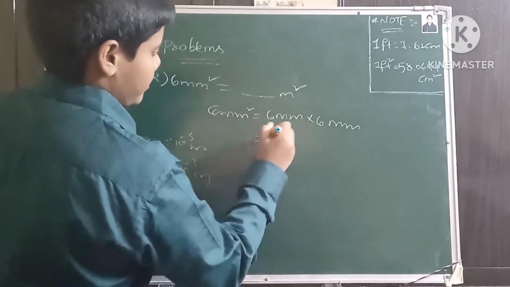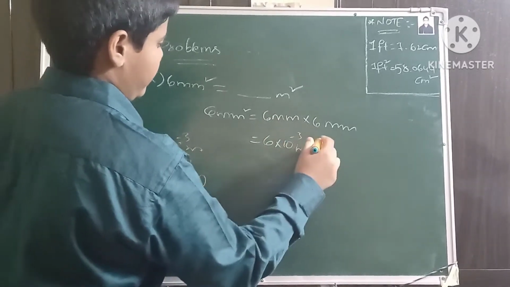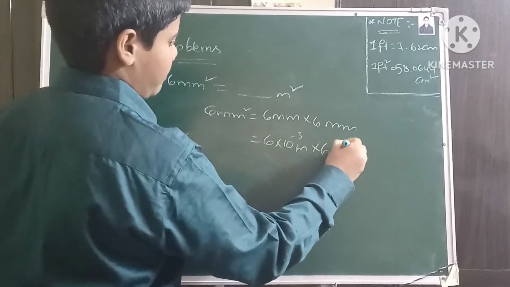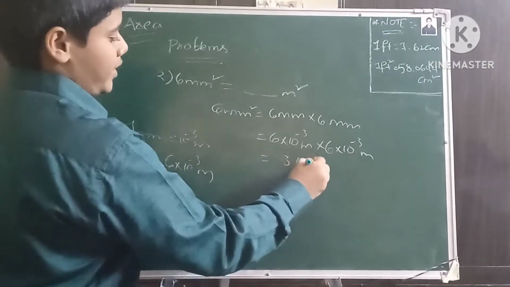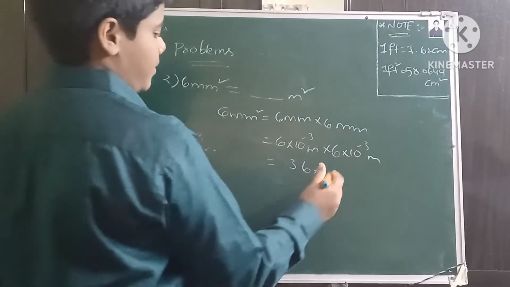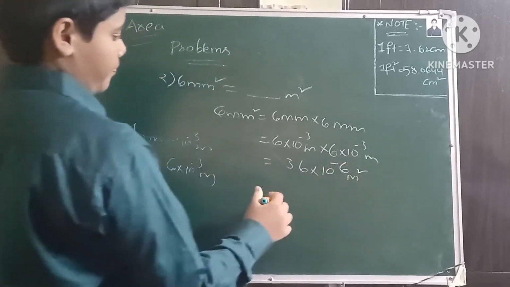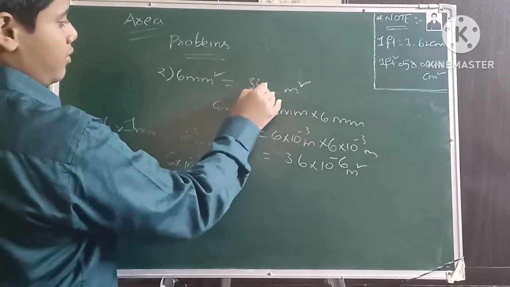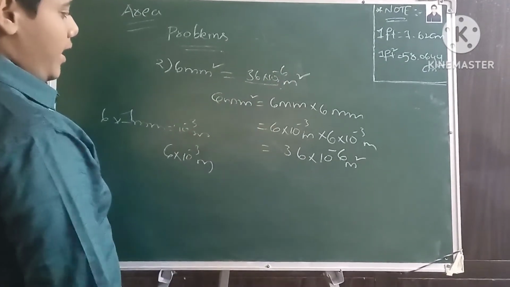So 6 millimeter is equal to 6 into 10 to the power of minus 3 meter into 6 into 10 to the power of minus 3 meter. So 6 into 6, 36, into 10 to the power of minus 3 plus minus 3, so 10 to the power of minus 6 meter square. So 36 into 10 to the power of minus 6 meter square is the answer.